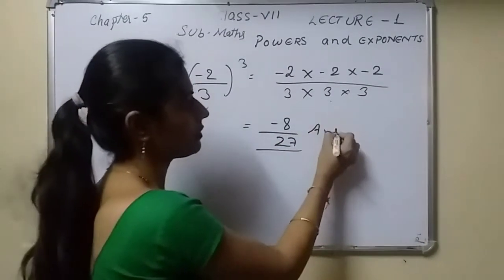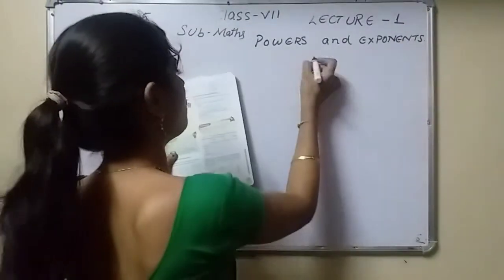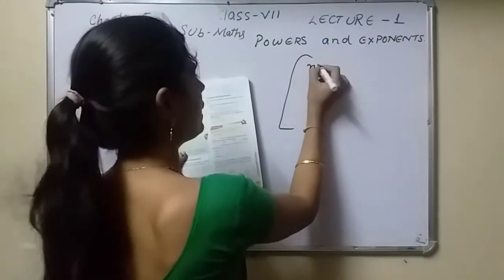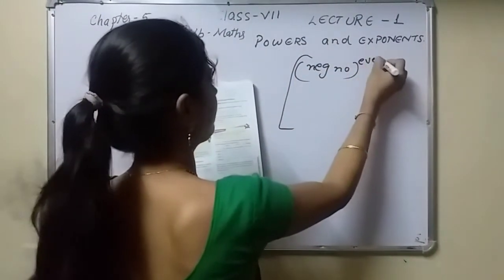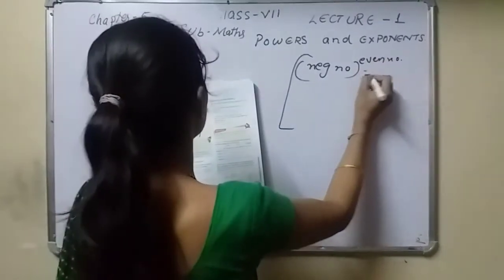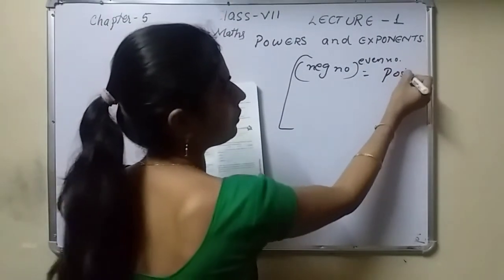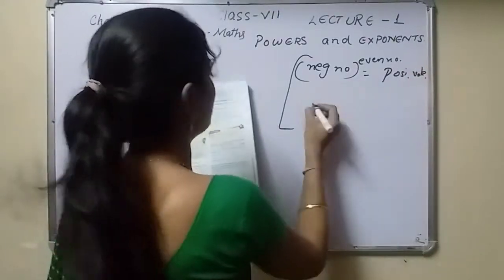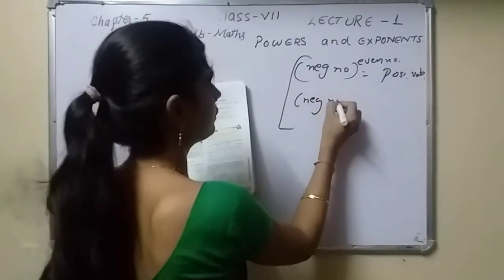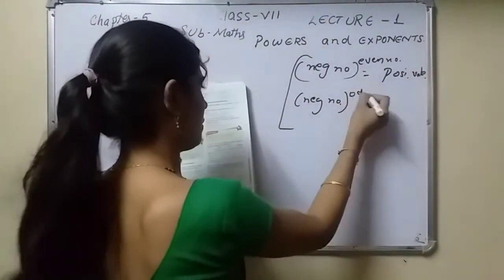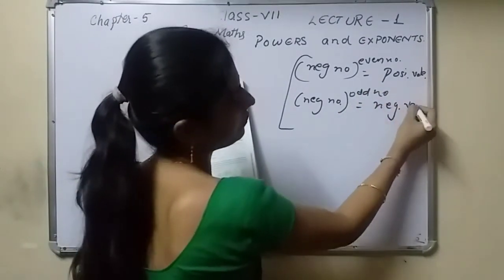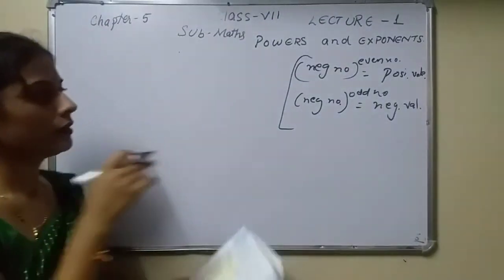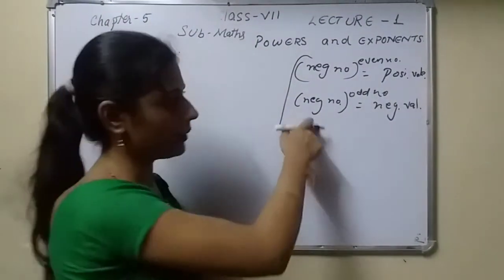It is your answer. See, one formula is given here. If a negative number is raised to an even power, it will be a positive value. If a negative number is raised to an odd power, it will be a negative value. Okay. This formula you have to remember here.